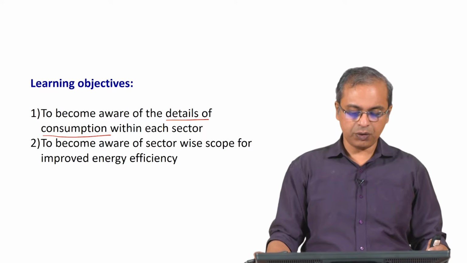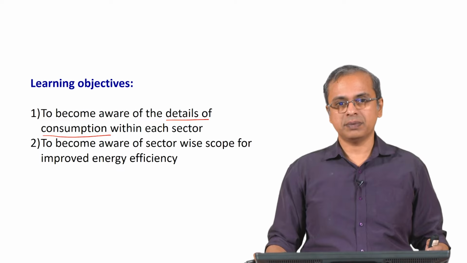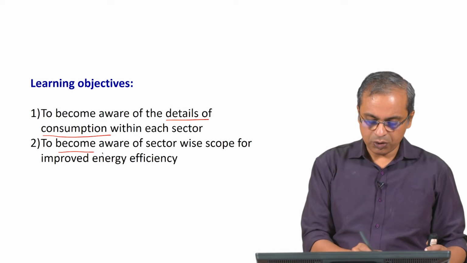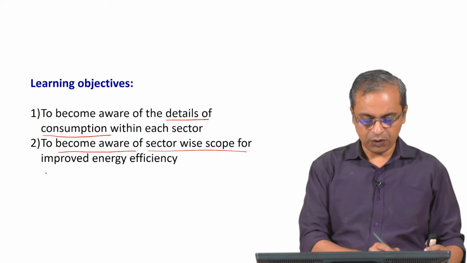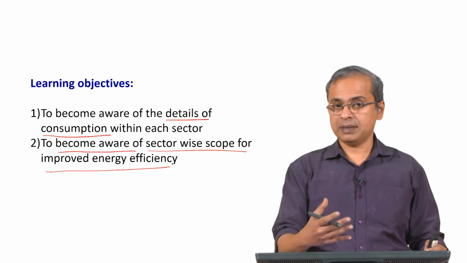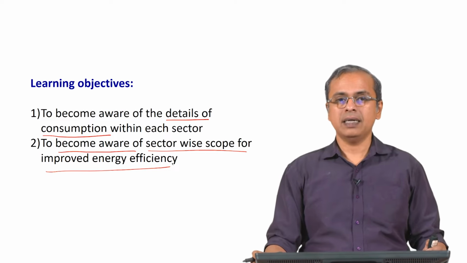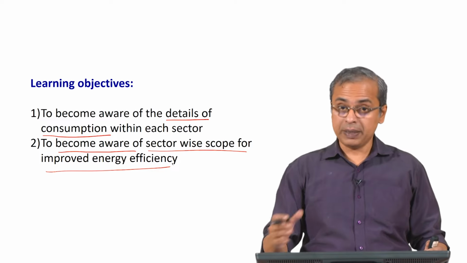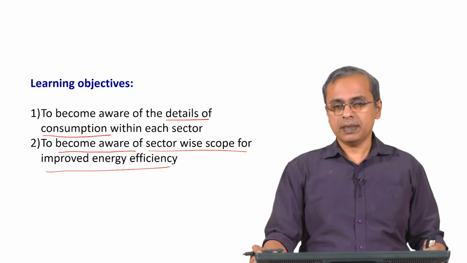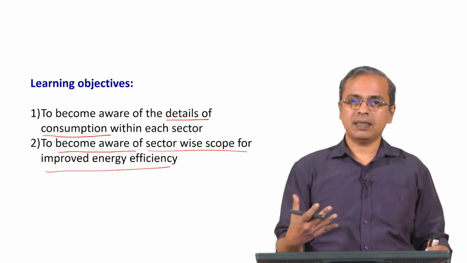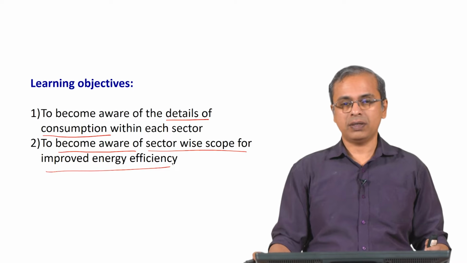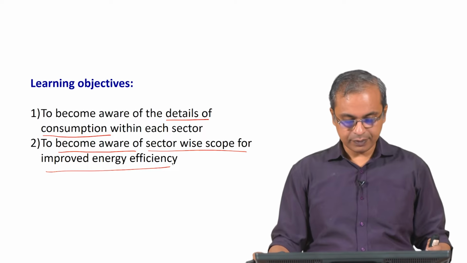So, that is what we will look at: to become aware of the details of energy consumption within each sector, and therefore, to use that detail to become aware also of the sector-wise scope for improved energy efficiency. In some sectors there is a better chance of having an impact, and in some places it may be a bit more difficult to make an impact because of various reasons. That broader picture of what is happening in the energy sector as we use the energy is what we would like to look at in this class.